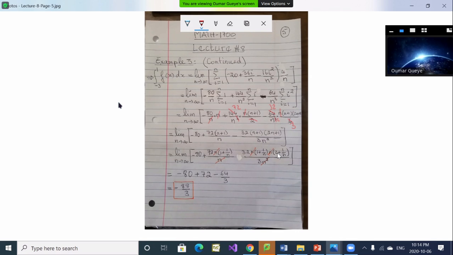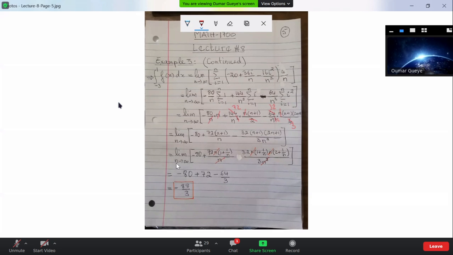So it means the numerator is going to be 2 times 32, which is equal to 64. And the denominator is still equal to 3. And after calculation, you will get negative 88 by 3. And since we got a number, it means my function f is integrable over the interval negative 3, 1. And its definite integral is equal to minus 88 by 3.